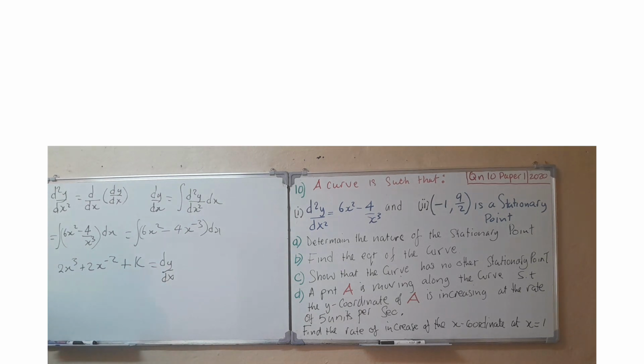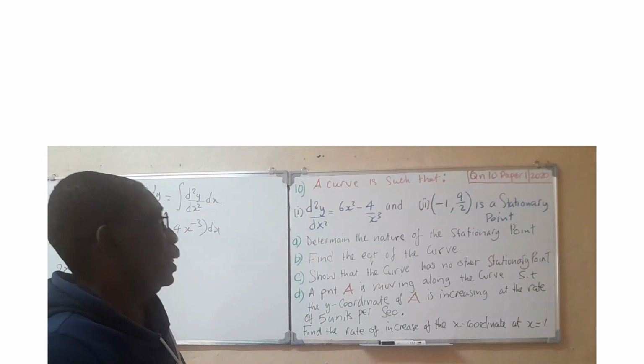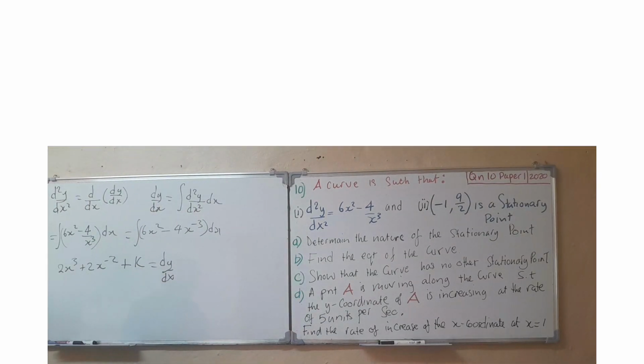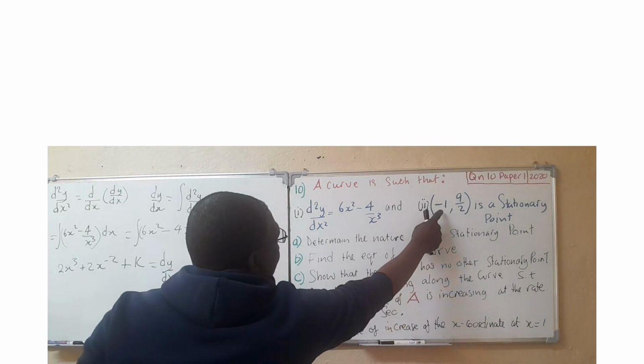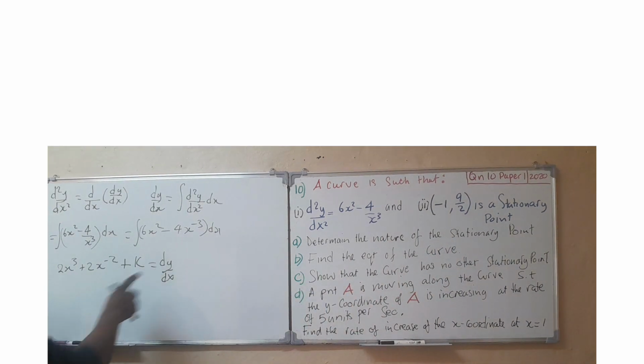But what do we know? We know that this curve has a minimum, that we have already found, and at a minimum point dy/dx, we noted, is equal to 0. So if dy/dx is equal to 0 at this point, it means that if we put in minus 1, the value of x there, in this expression, we should get 0. So we can now say 2 brackets minus 1 cubed plus 2 brackets minus 1 to the power minus 2 plus k, all this should equal 0, because at that point dy/dx is equal to 0.